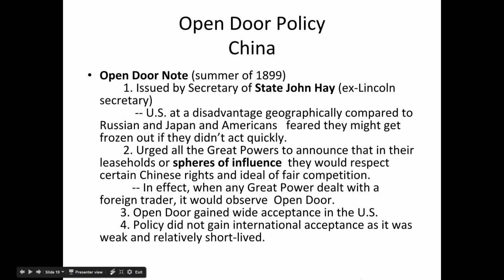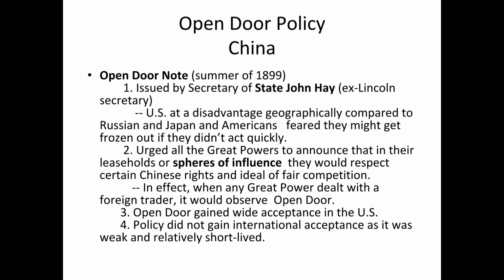And then as we move through, you have the open door note issued by Secretary of State John Hay in 1899 that says we were disadvantaged compared to Russia and Japan, and that we felt we would get frozen out of Asia. So we urged the great powers to announce that their spheres of influence would respect Chinese rights and fair competition. Mainly, we didn't want to be closed out of competition.